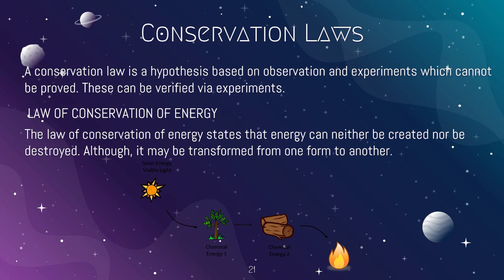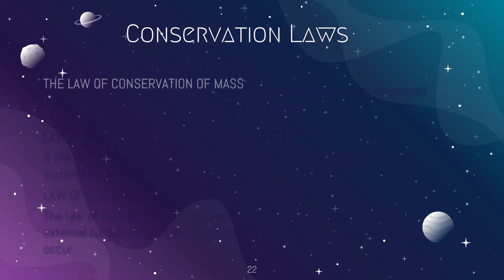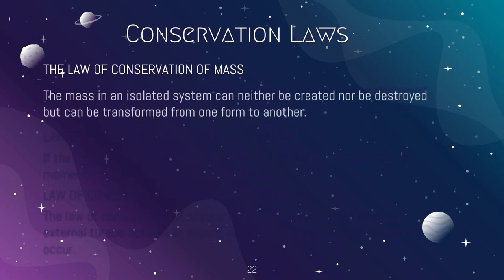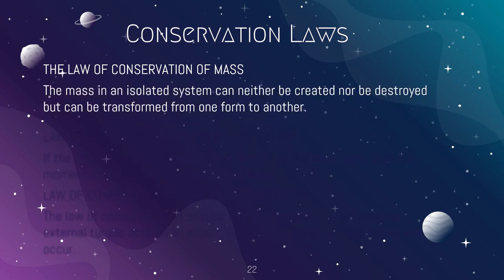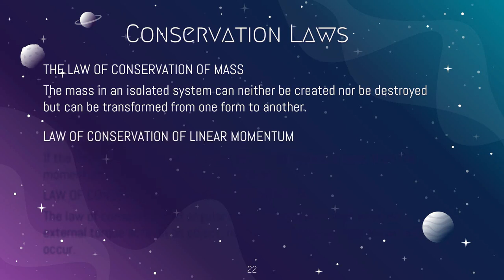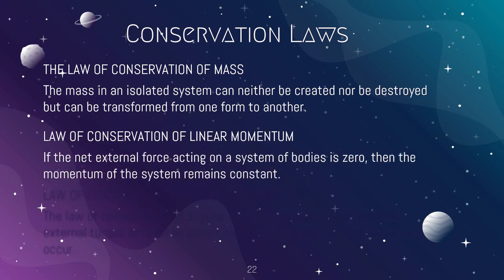Now let's move to the next, that is the law of conservation of mass. The mass in an isolated system can neither be created nor be destroyed, but can be transformed from one form to another. This is the law of conservation of mass. Now the law of conservation of linear momentum. If the net external force acting on a system of bodies is zero, then the momentum of the system remains constant. This is the law of conservation of linear momentum.